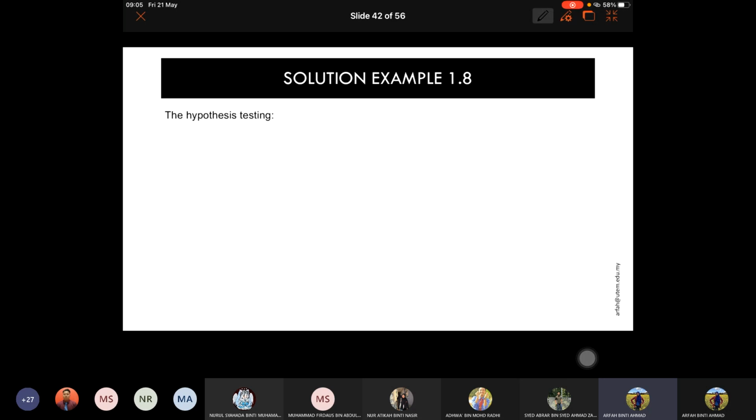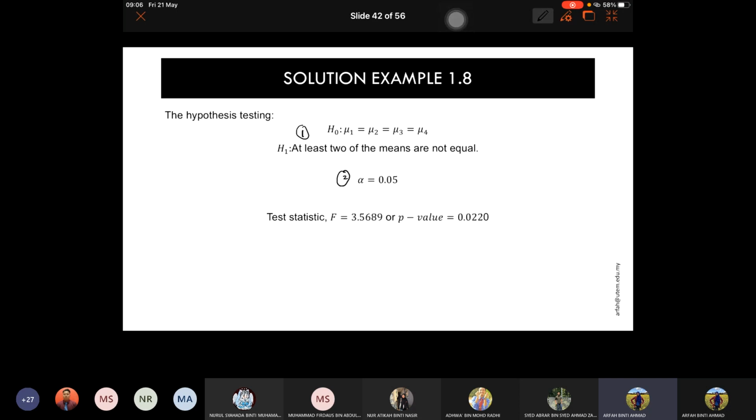So for the hypothesis testing, the first step is to list down your H null and H1. H null: mu1 equals mu2 equals mu3 equals mu4, for the equality of means. And its complement: at least 2 of the means are not equal. The second step, state your level of significance, alpha. It says test at 5%, that means 0.05. The test statistic comes from the Anova table. You can use this one or you can also use the p-value, which is 0.02.